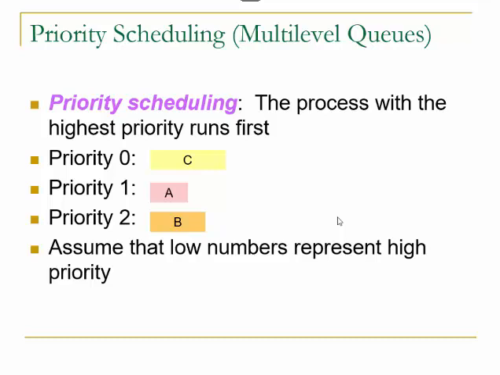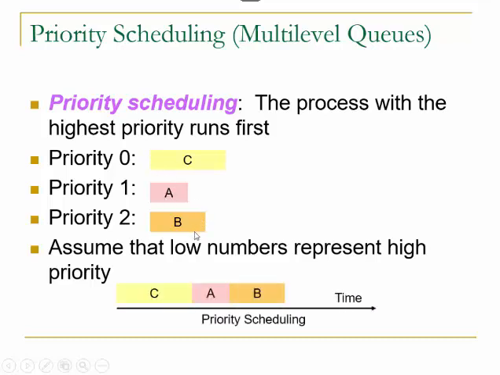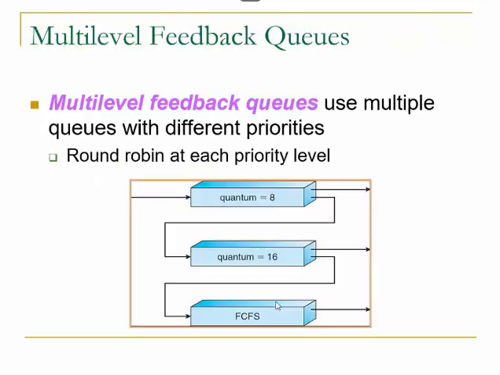Then we move on to priority scheduling. The process with the highest priority runs first, as you can see in the diagram. Priority 0 for process C, priority 1 for process A, priority 2 for process B. Let's assume that the lower number has the highest priority. So C has the highest priority, then A, and then B. So C gets executed first, then A, and then B. In this order they will get executed.